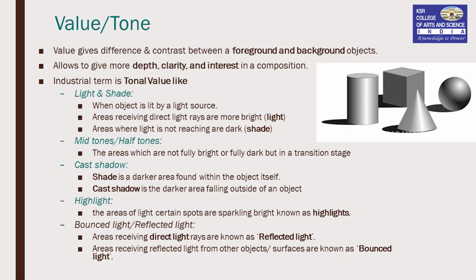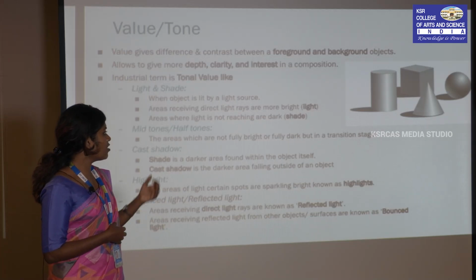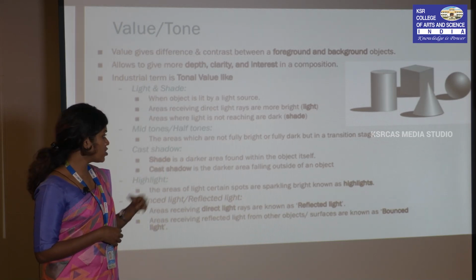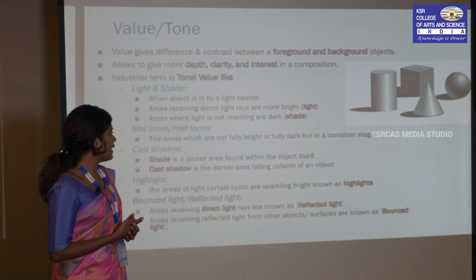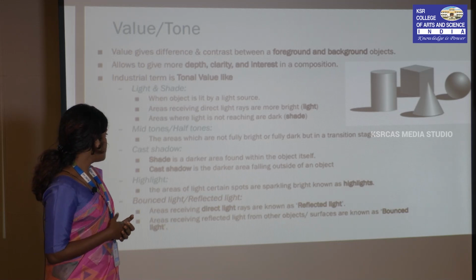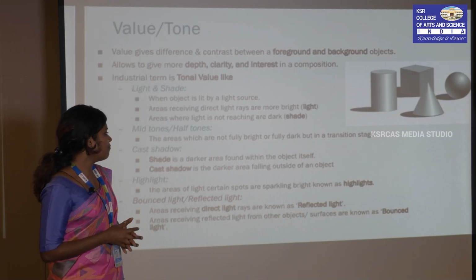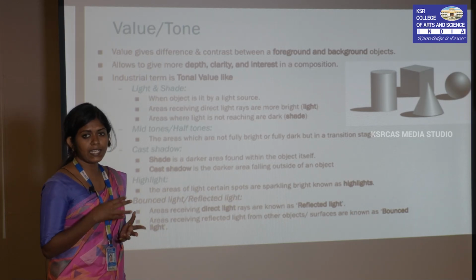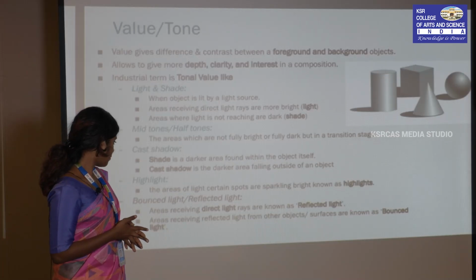For example, when the object is lit by a light source, areas receiving the direct light rays are brighter, and areas where light is not reaching are the dark sides, which are called the shades. Midtones or halftones are the areas which are not fully bright or fully dark but in the transition stage. At the same time, when we talk about cast shadows, a shadow is a darker area found within an object itself. These areas are present within the object, but a cast shadow is a darker area falling outside of the object.